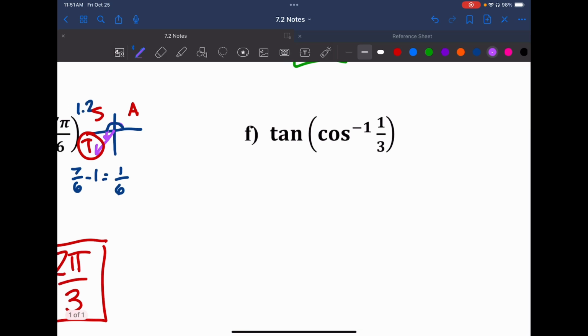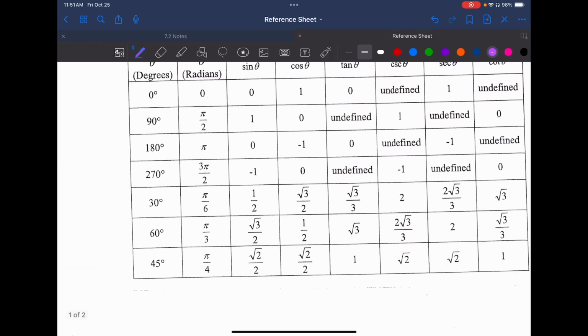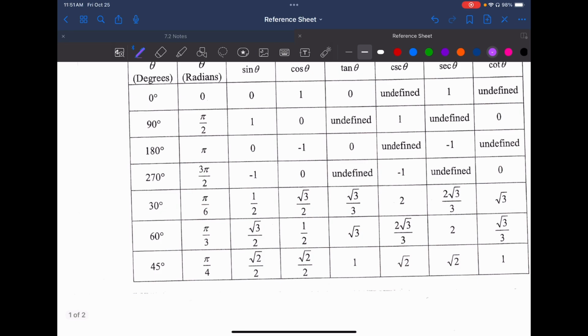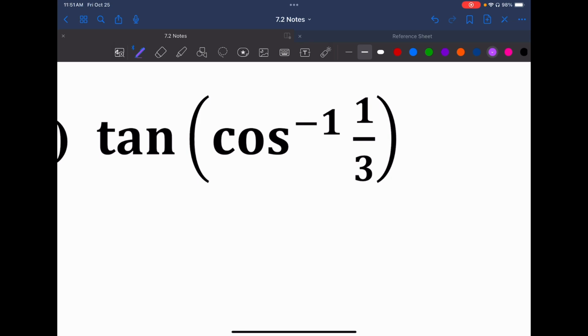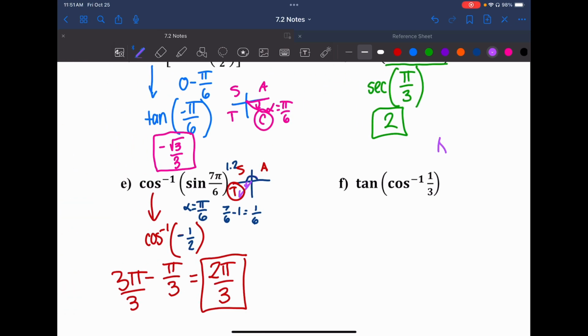Part F, inverse cosine of 1/3. So since we're doing inverse, we should be able to find 1/3 in here, but it's not. So instead, we can't graph that either because it's not radians. So 1/3, remember now, I'm going to make you a note. Your formulas.